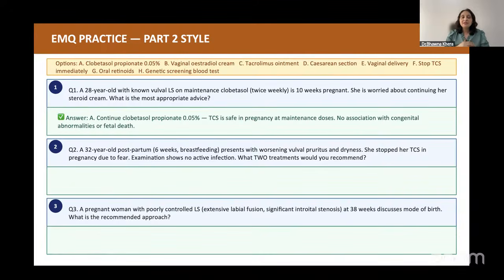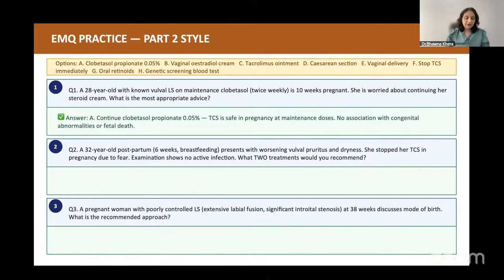A 32-year-old postpartum, 6 weeks breastfeeding, presents with worsening vulval pruritus and dryness. She dropped her TCS in the pregnancy due to fear. Examination shows no active infection. What two treatments would you recommend? Ideally, there is no option of two treatments, but yes, you can pick two options, because there is no option where two treatments have been combined.